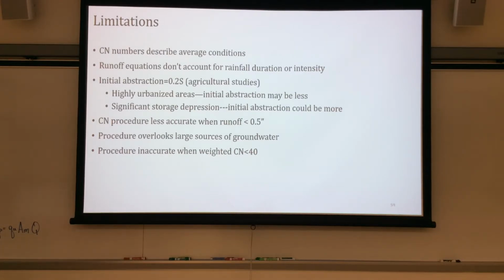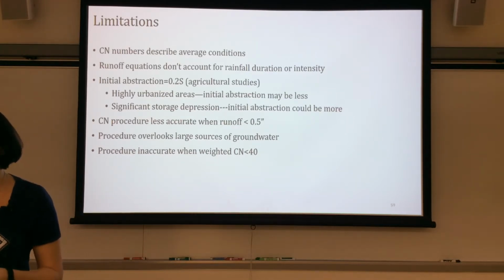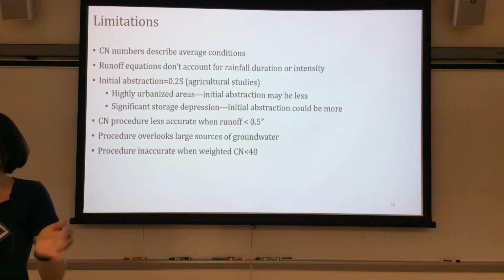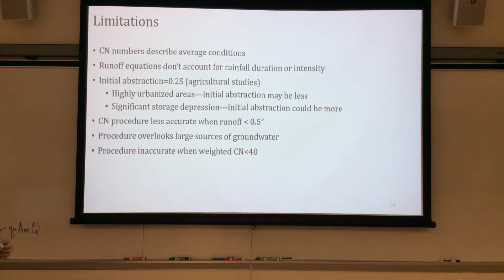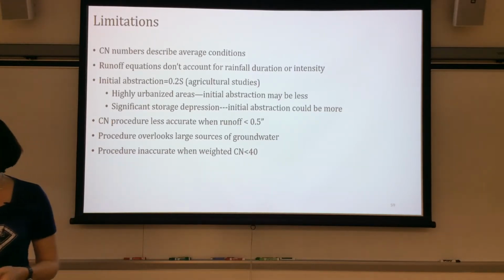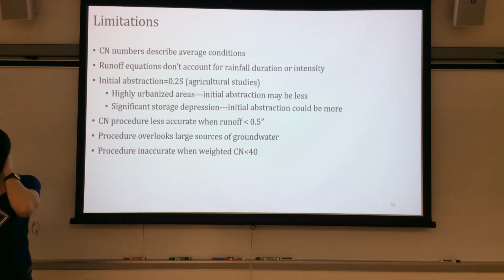Okay, so if there's a significant storage depression, like if your site, like a subdivision, has a wetland on it, it actually has storage available to it. It's just the ponding effect. So you need to take that into account. Okay. The curve number produces less accurate results when the runoff is less than a half inch. So the more it runs off, the more accurate the equations or the method is.